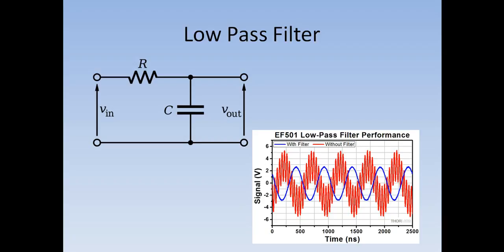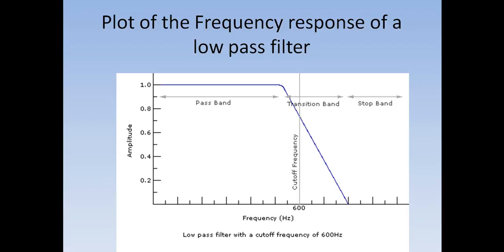So what is a low pass filter? A low pass filter passes low frequencies and stops high frequencies, as shown ideally in this figure. Here is the plot of the frequency response of a low pass filter, the amplitude versus frequency graph. You can see that the point where the graph is straight, where the amplitude is constant, is known as pass band, and where it gradually decreases with increasing frequency it is known as transition band, and beyond that it is known as stop band. Here you can see the cutoff frequency of this low pass filter is 600 Hz.